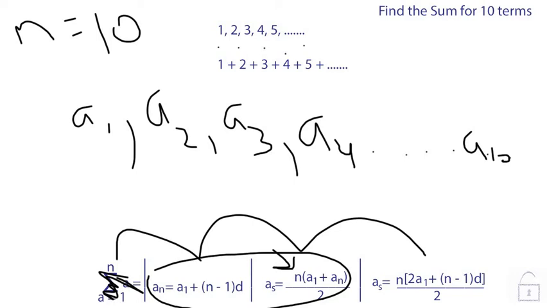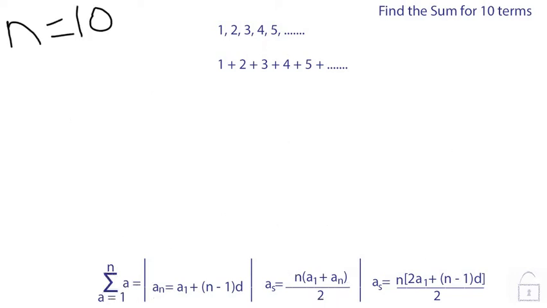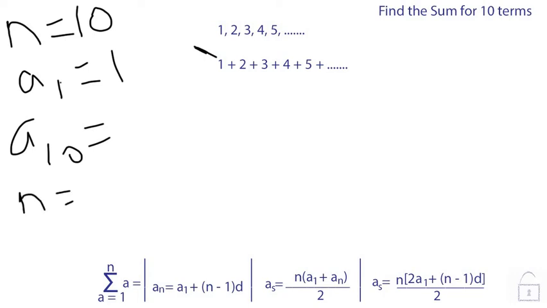Alright, so now let's look at this. We have our a sub 1, so we'll just write that off to the side right here, and that's equal to 1. Now a sub 10, we do not know what a sub 10 is right now, but you guys probably could just easily figure it out. So we need to figure that out, and we also need to figure out what n is. Now n is just the number of terms, and it says find the sum for the first 10 terms up there, so we know that n is equal to 10.